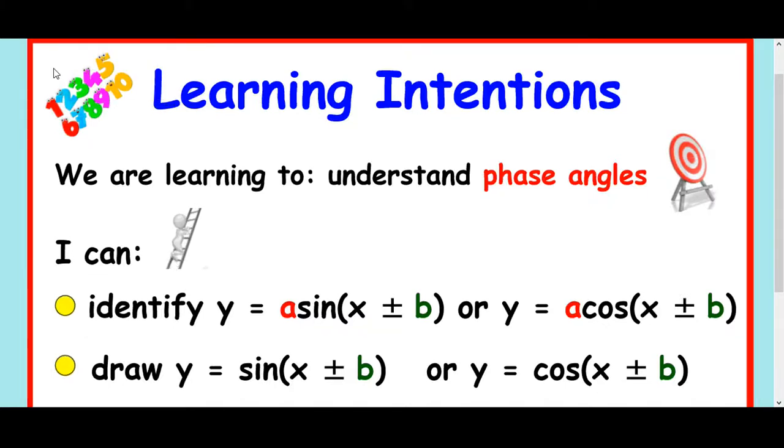In this last lesson in trigonometric graphs, we're going to look at something called the phase angle. Now the phase angle takes this format, where you've got the sine or cos function in a bracket with x plus or minus a number in it. We're going to try and identify these graphs and then draw them.